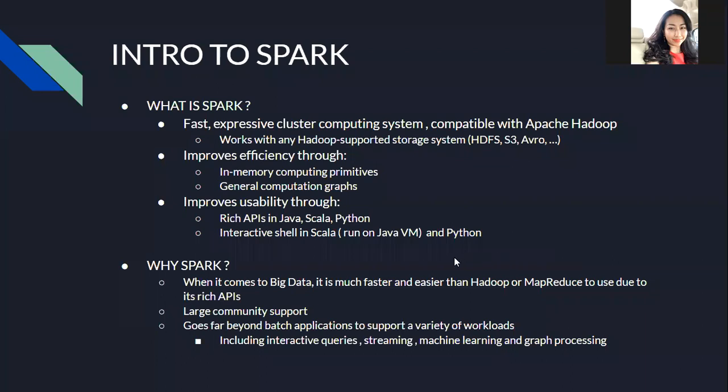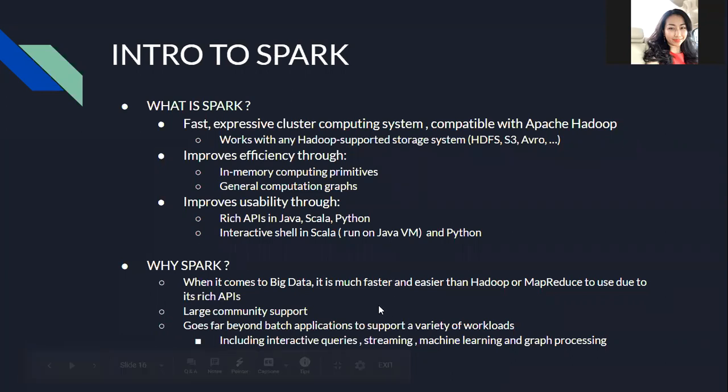So we have talked briefly about what Spark is: fast, expressive cluster computing, compatible with Apache Hadoop, and it improves efficiency through in-memory computing and general computing graphs.